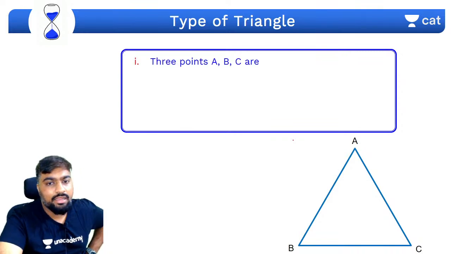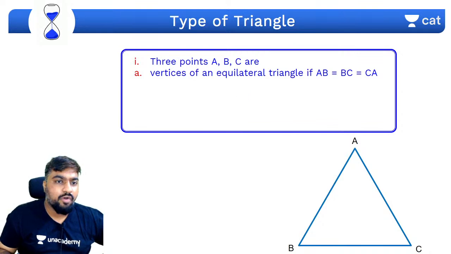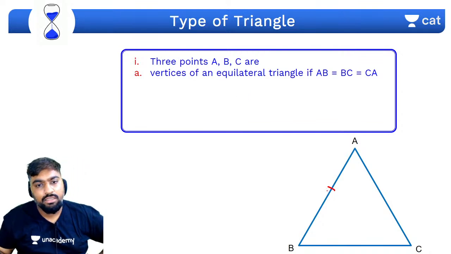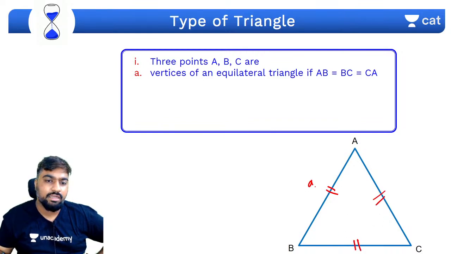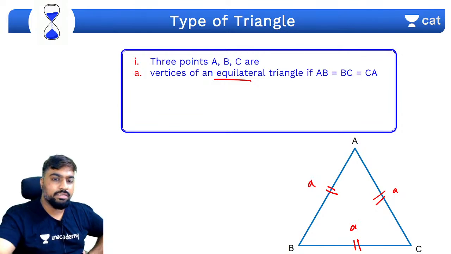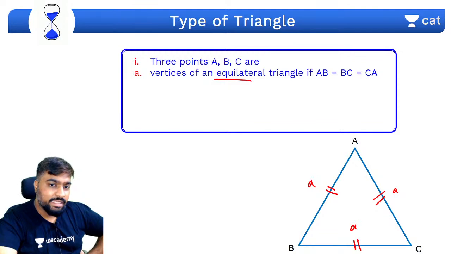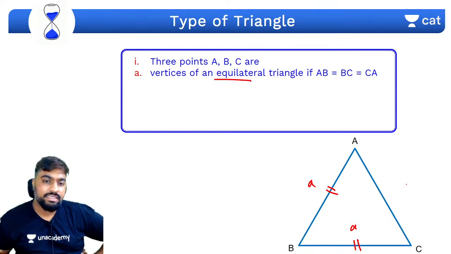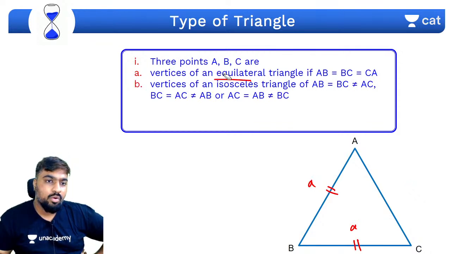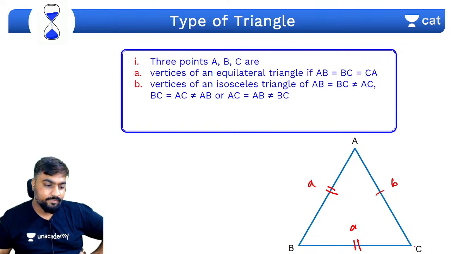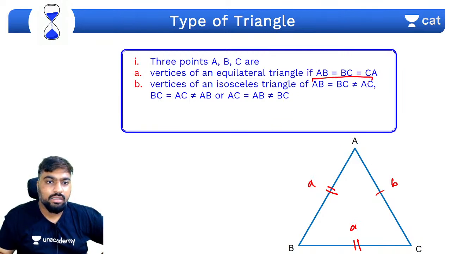So if these 3 points form an equilateral triangle, what does that mean? The distance between AB, between BC and between AC, all three should be equal. If all three are equal, it becomes an equilateral triangle. Yes, AB, BC, CA, all three equal. If all 3 sides are not equal, but it's given that 2 sides are equal, only AB and BC are equal and the third side is different, AB is equal to BC but not equal to AC, then they form an isosceles triangle.